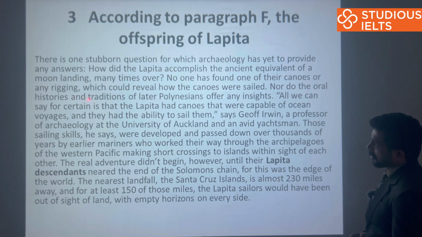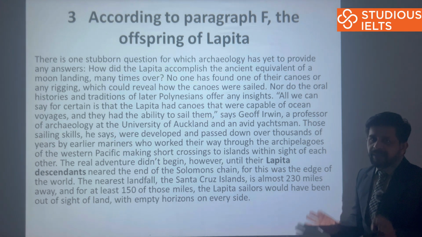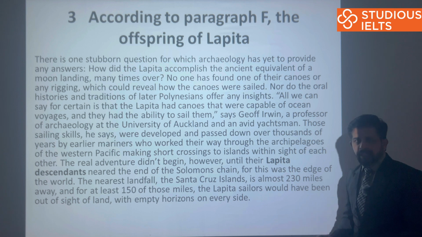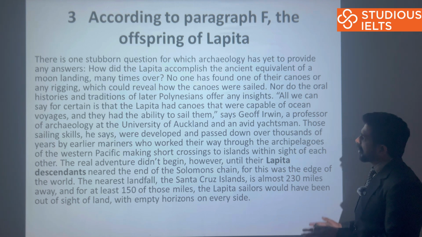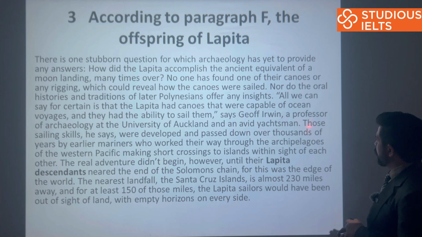Nor do the oral history and traditions of later Polynesians offer any insights. All we can say for certain is that the Lapita had canoes that were capable of ocean voyages, and they had the ability to sail them. There is only one piece of information, that they had some boats which could sail in the seas, due to which they could make such journeys. Okay, this is the statement of Jeff Irwin, a professor of archaeology at the University of Auckland and an avid yachtsman.